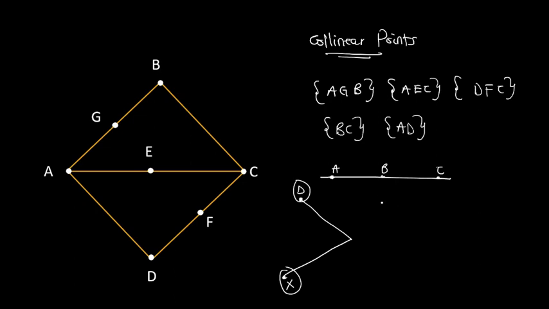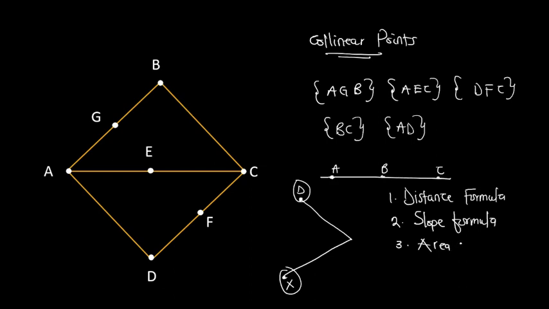Now let's look at how we determine whether some points are collinear or not. There are 3 ways to do that. The first one is to use the distance formula, which is what we'll be looking at in today's video, and in the subsequent video we'll be looking at the other ways. The second way is to use the slope formula or the gradient formula. And the last way is the area of triangle formula. But like I said, for the purpose of this tutorial, we will be looking at the distance formula.